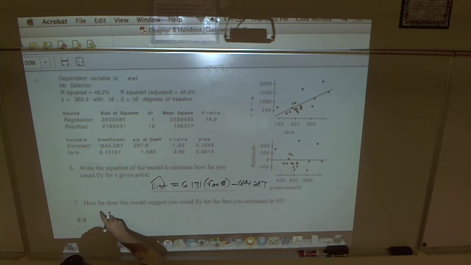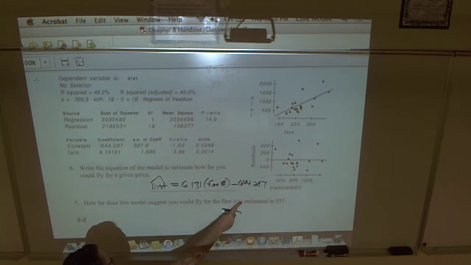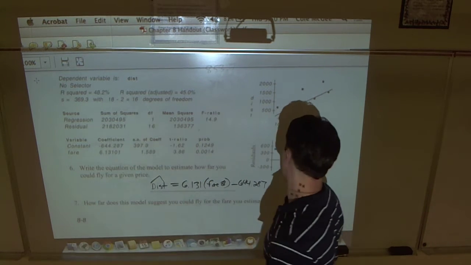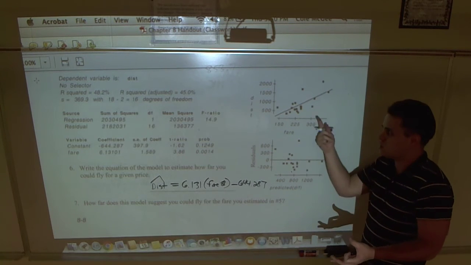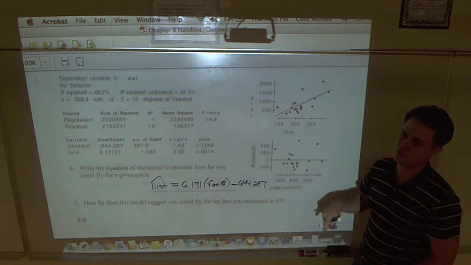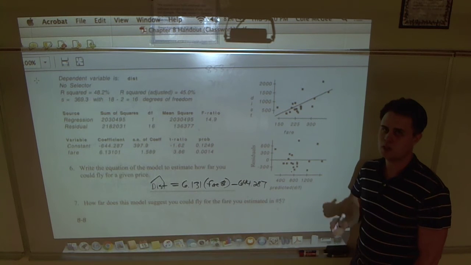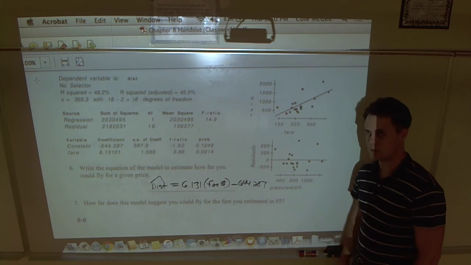Then it says, how far does this model suggest you could fly for the fare you estimated in 5? I guess we'd have to go back up and estimate that and plug it into wherever it goes here. You can see that the residuals are still randomly scattered. That makes sense because it's basically just the same model. It's just an inverted version of that model. So I think that's all you need. I'll see you in class next week.